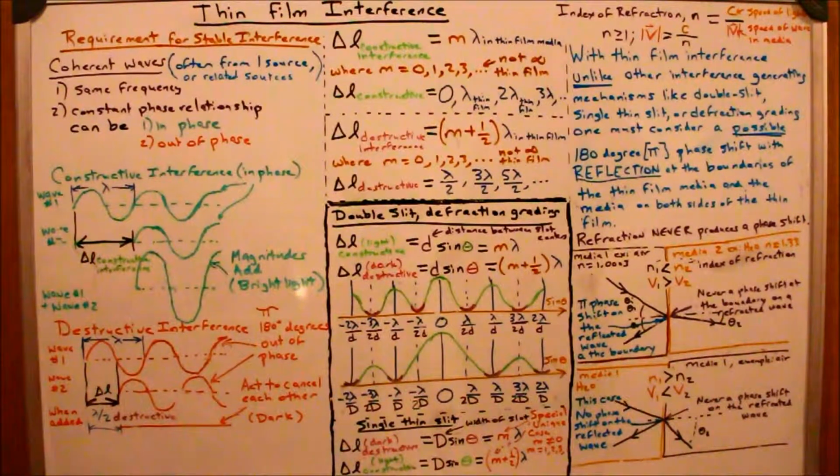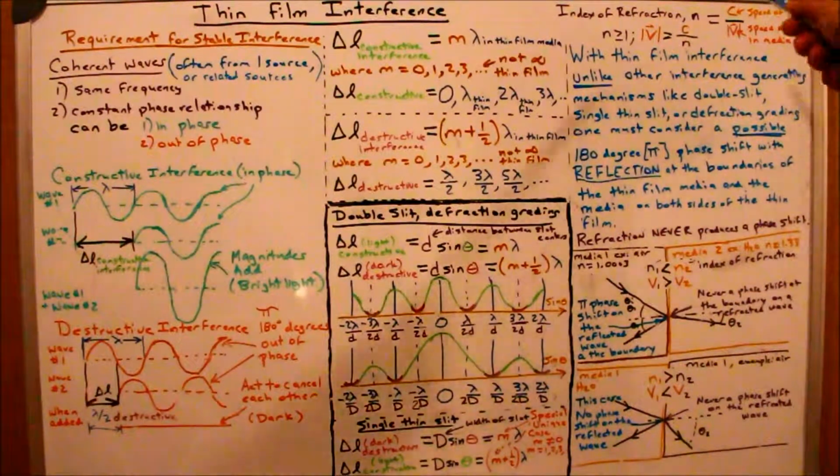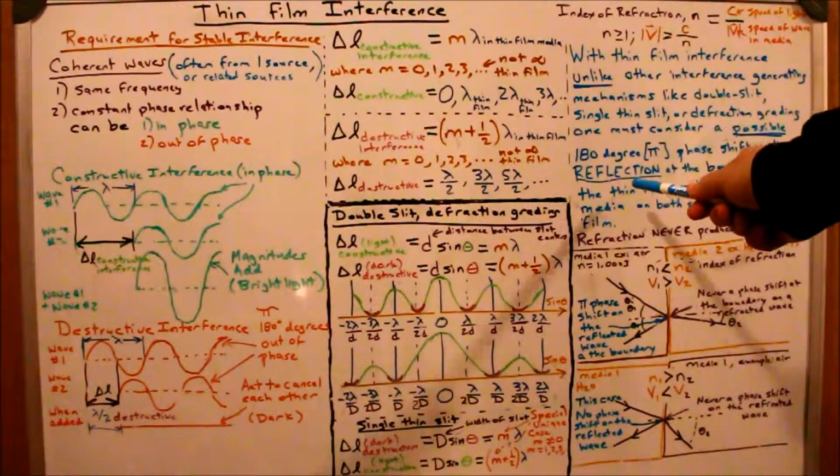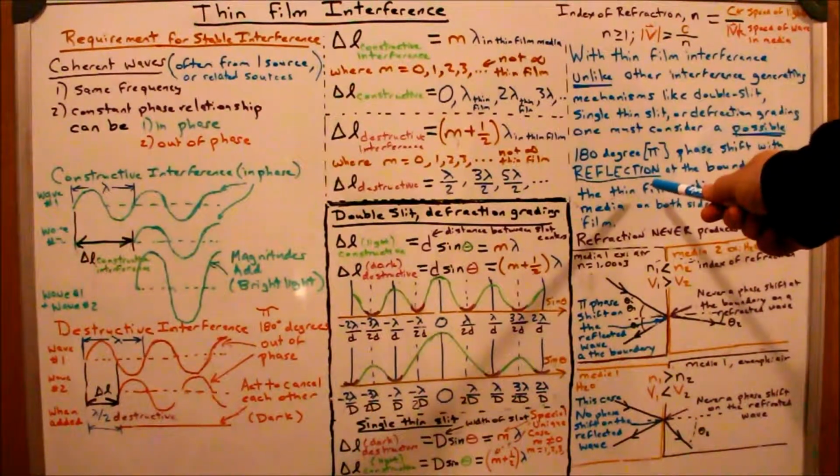The media in the thin film and the media on both sides of it. And actually there can be two different medias on both sides of the thin film, and we'll go through examples to talk about that. Now, refraction itself never produces a phase shift, but when the index of refraction changes, does a reflected wave have a phase shift or not?